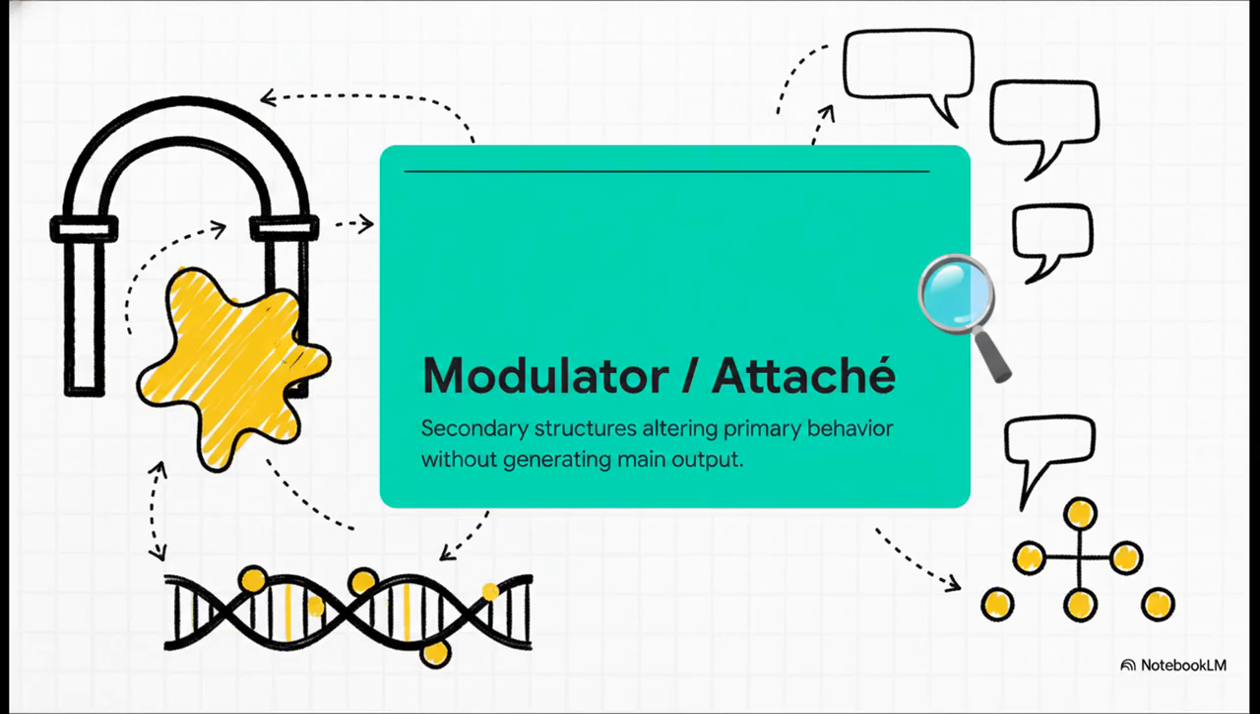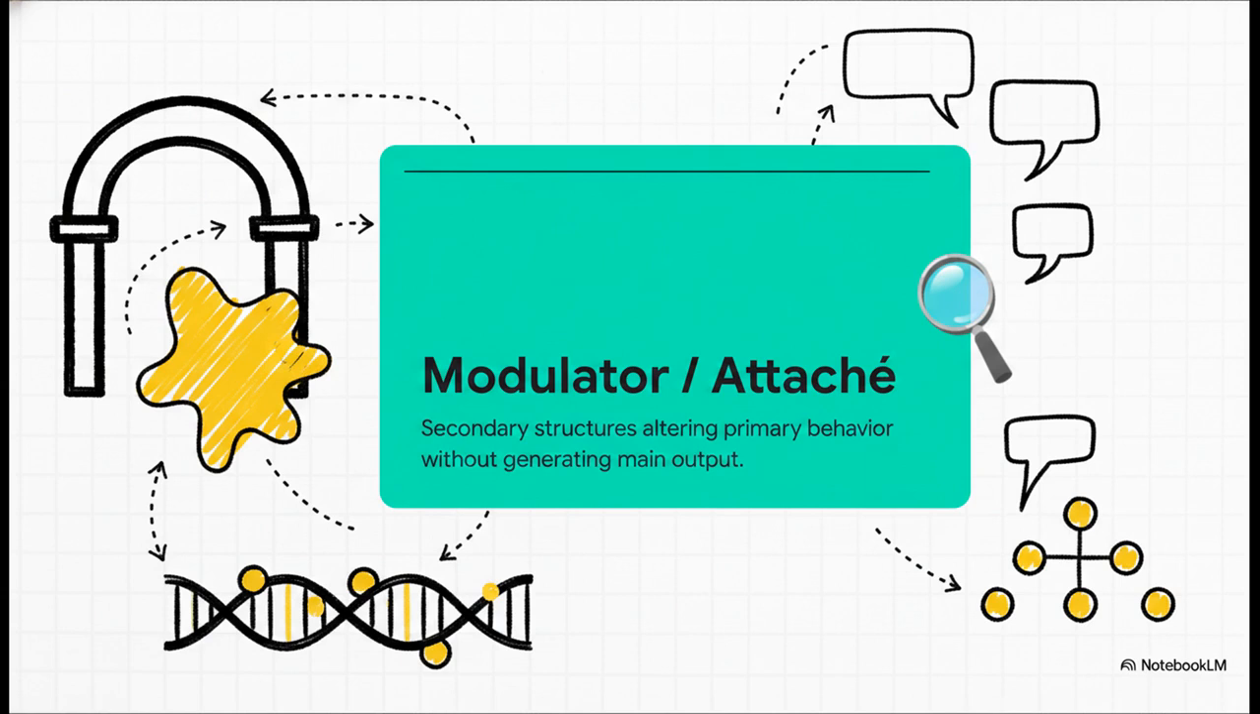So imagine you're looking at an architectural diagram, right? You've got this primary symmetrical curved structure, and sitting right next to it is this irregular yellow shape. That irregular shape is a modulator. Now, it doesn't replace the main signal, and it doesn't generate the main output. Instead, it changes how the primary system interprets or responds to things.